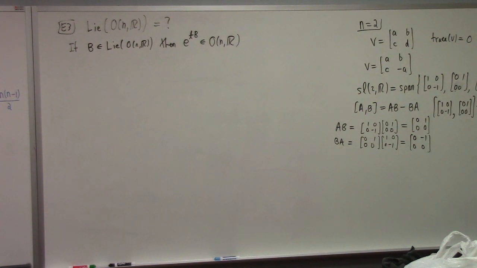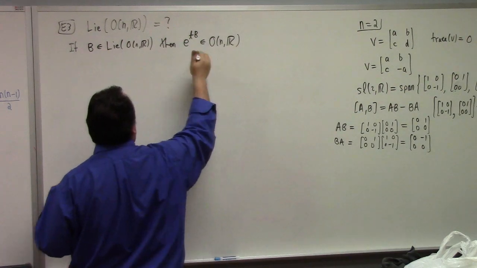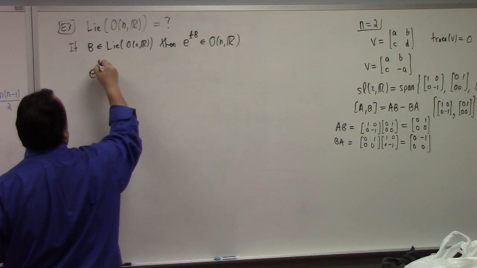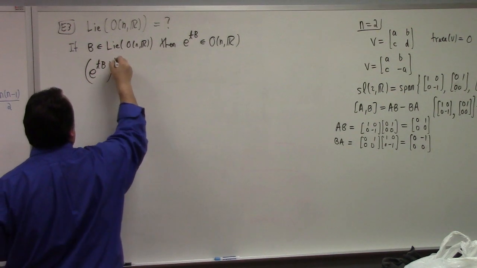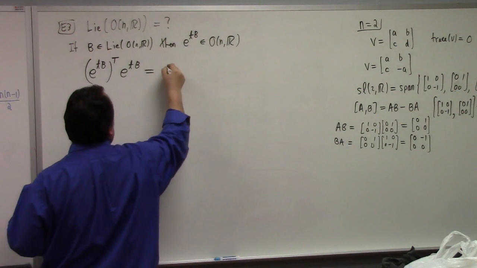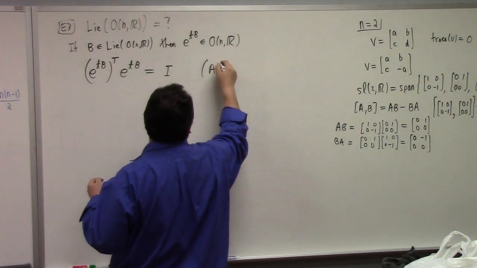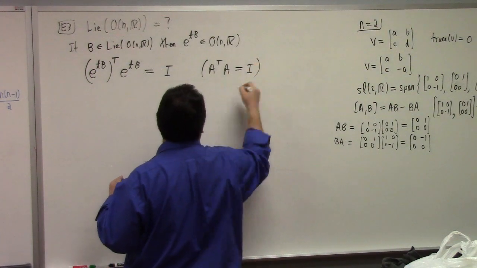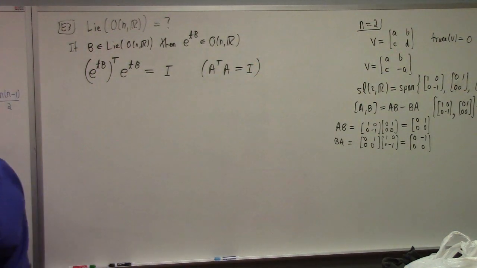Now, we can't always just have everything magically fall into our lap, either because it's a property of the matrix exponential like in example 1, or because there's this fantastic trace identity like in example 2. Sometimes we have to work for our food, and this is one of those. So what does it mean for this to be in there? Well, it means that e to the TB transpose times e to the TB is equal to the identity. This is the condition, A transpose A equals the identity. This is what defines it being an orthogonal matrix.